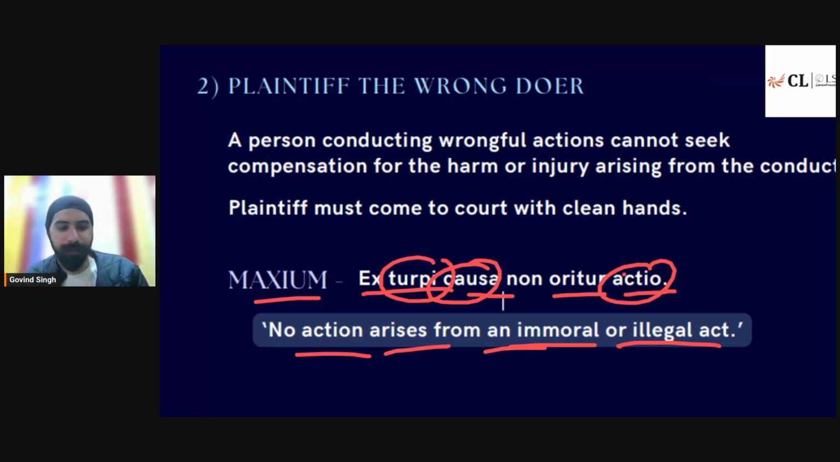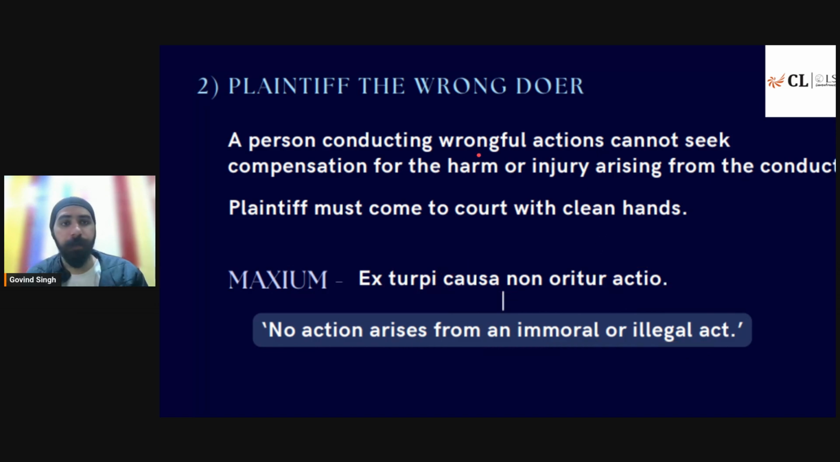So this is the second defense. Plaintiff, the wrongdoer. Plaintiff, we remember, is the person who makes the complaint. So if you are the plaintiff or you're making the complaint or the plaint, then you need to be going with clean hands.